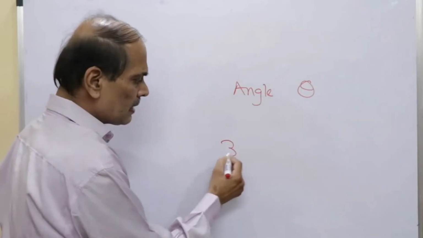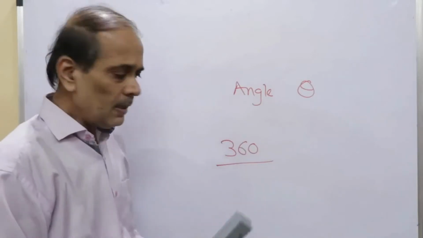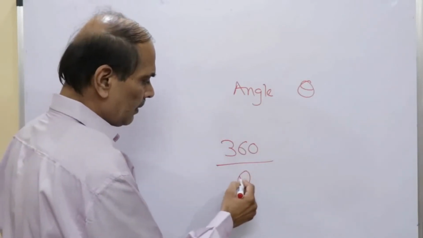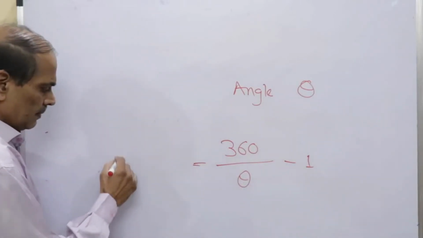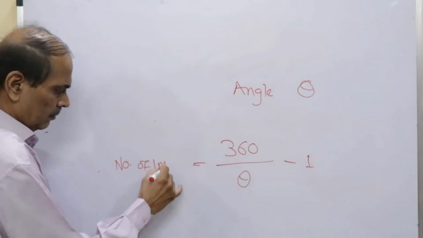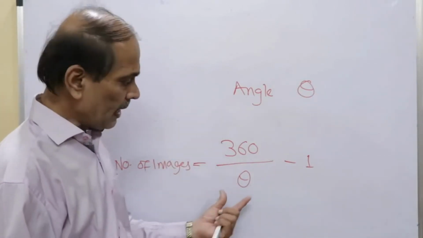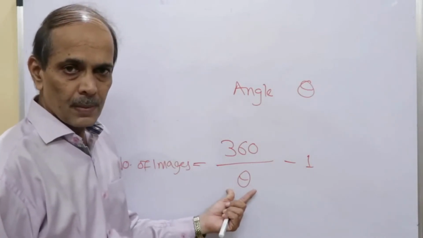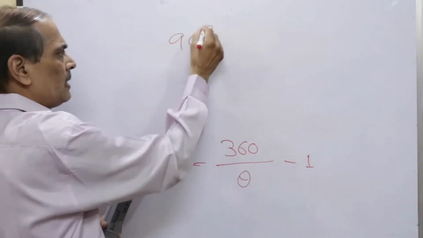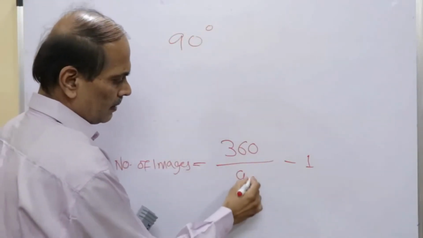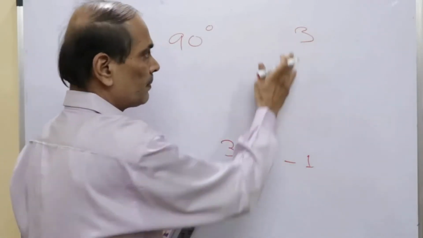And the formula is 360, you know, the total angle of a circle, divided by theta, minus 1, is equal to the number of images, using a pair of two mirrors making an angle of theta between them. That's the formula. To know it further, if I take the angle as 90 degrees, the division will be 4. 4 minus 1, there will be 3 images.